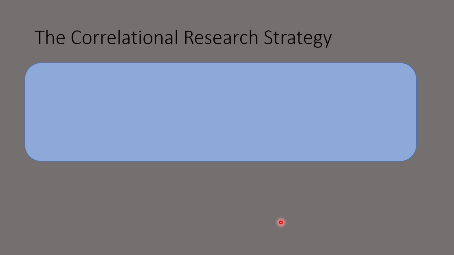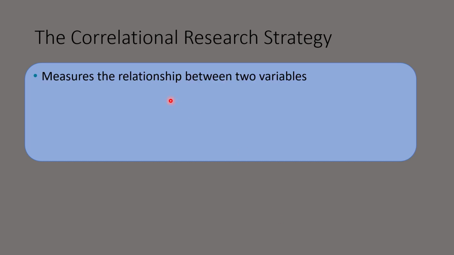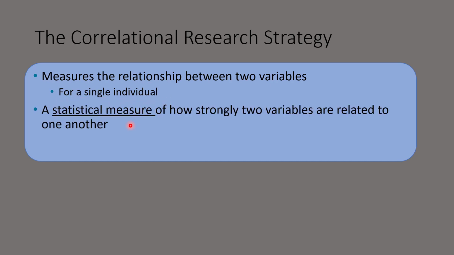The correlational research strategy, and this is one I want to make this distinction early on, and we'll come back. There's a whole chapter at the end of the semester about the correlational research strategy. The correlational research strategy is measuring the relationship between two variables. Now note how that was different than the descriptive research strategy, which was just looking at variables and describing them. Here, with a correlation, we want to know the relationship between two variables. Now this is very different than an experiment, okay? In an experiment, you're manipulating those variables. So it's measuring the relationship between variables for an individual person, and it is a statistical measure of how strongly two variables are related to one another.